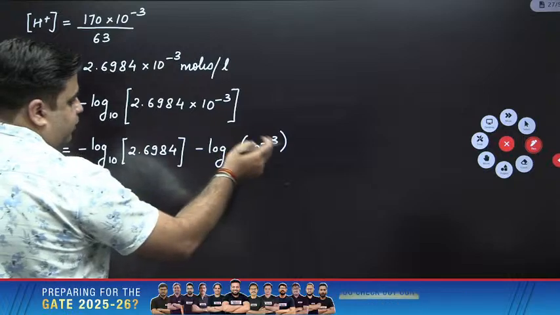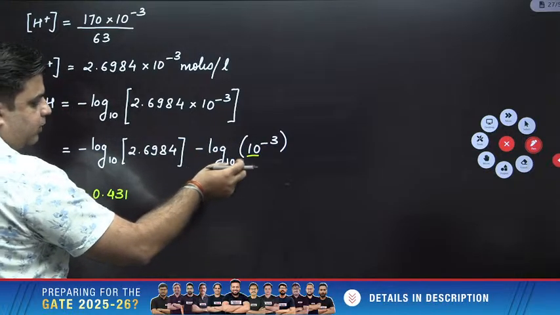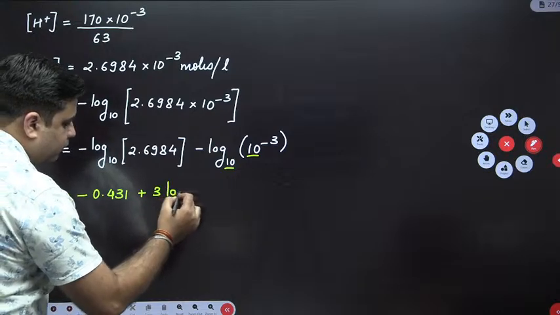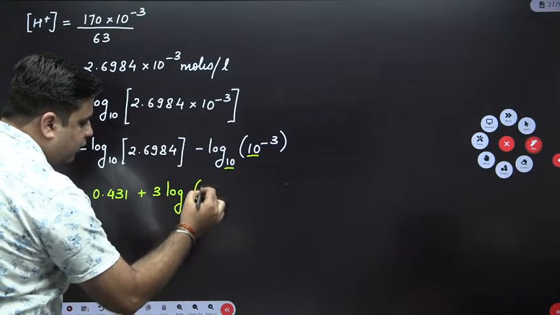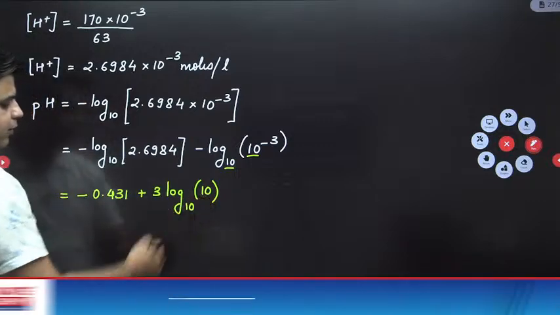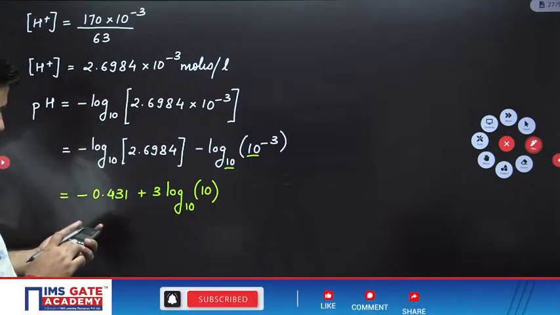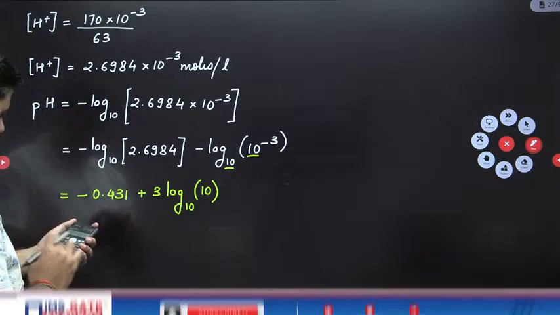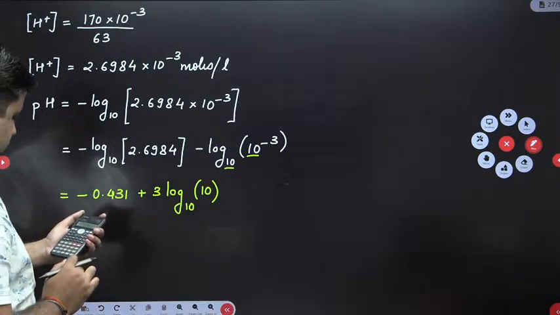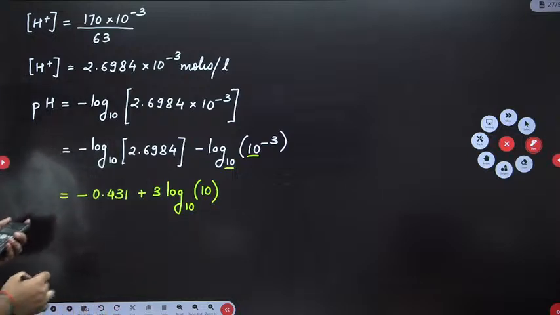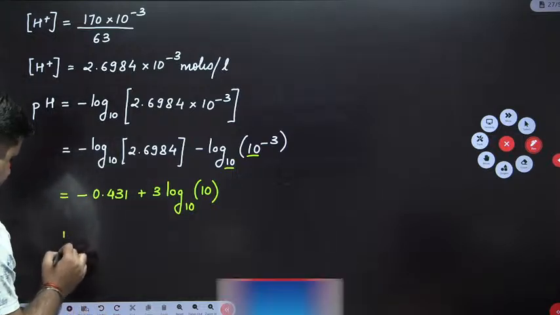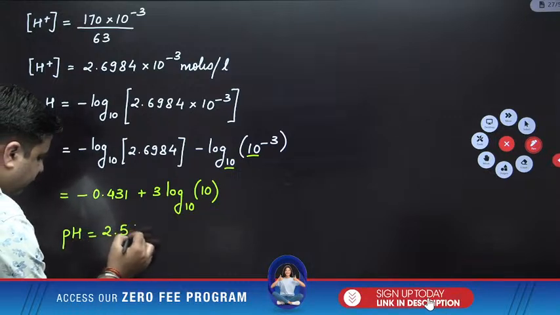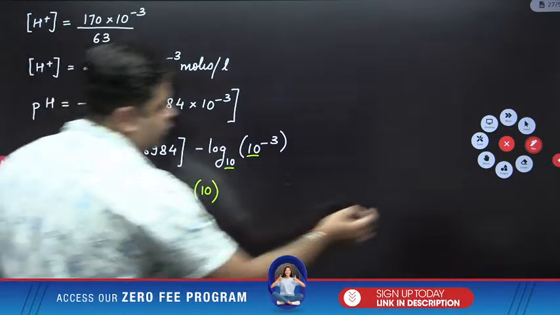Okay, so this power will come out. You have log to the base 10 of 10. So this will be plus 3 log to the base 10 of 10. Log to the base 10 of 10 will be 1. So you can just subtract this: 3 minus 0.431. So this will be 2.569. So pH is 2.569. This is the pH of the water sample.